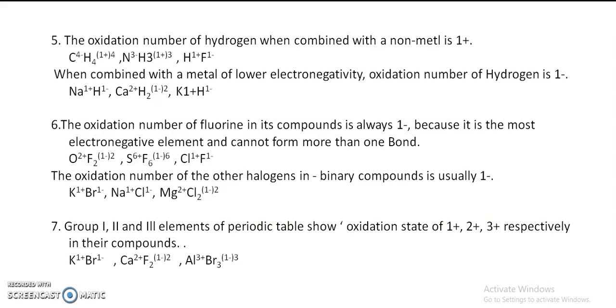Now seventh rule. Group first, second and third elements of the periodic table show oxidation states of 1+, 2+, 3+ respectively. Like this, KBr, potassium +1, CaF2, calcium with +2, AlBr3, aluminium with +3 oxidation state. Potassium is in group 1, calcium in group 2, and aluminium in group 3. So these have +1, +2, +3 oxidation states respectively.